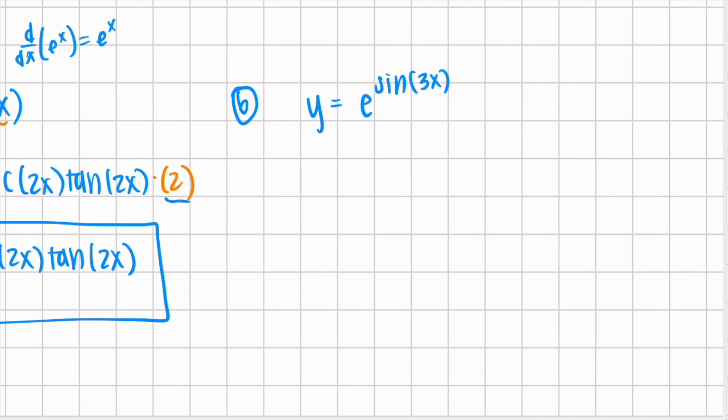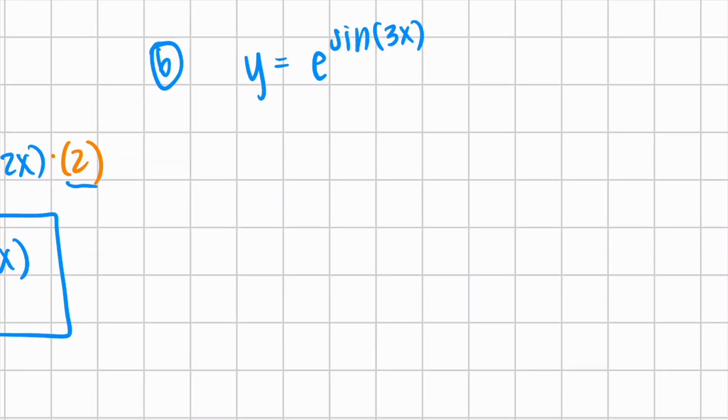Next one. Now we're going to do some more difficult ones. For this one, I have two inner functions. So my outermost function is e. Inside my argument of e, I have sine. Inside my argument of sine, I have 3x. So I'm actually going to do chain rule twice. So let's do it.